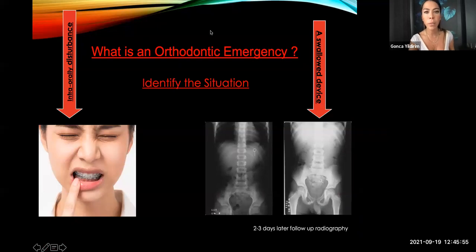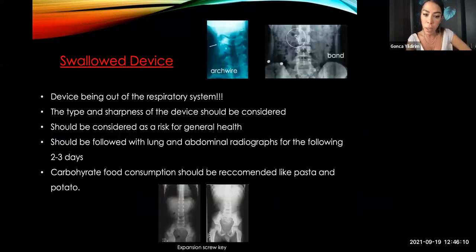First of all, we need to identify what is an emergency in orthodontics. For example, is it an intraoral disturbance that makes the patient feel bad, or is there something swallowed by the patient? If there's a swallowed device like an expansion screw key, an arch wire, or a band, first of all, we need to be sure that the device is out of the respiratory system. After that, we consider the type and the sharpness of the device.